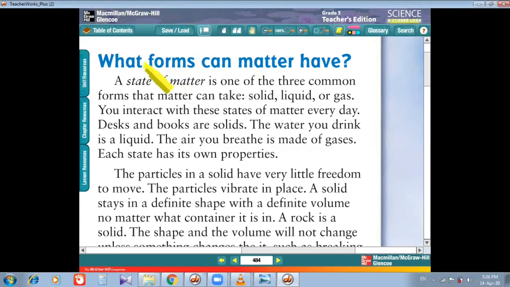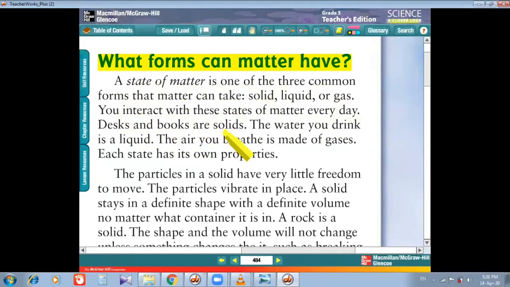On this page, we have the topic, what forms can matter have? Means, what are the forms of matter? A state of matter is one of the three common forms that matter can take: solid, liquid, or gas. Matter can be solid, it can be liquid, it can be gas. You interact with these states of matter every day. Desks and books are solids.